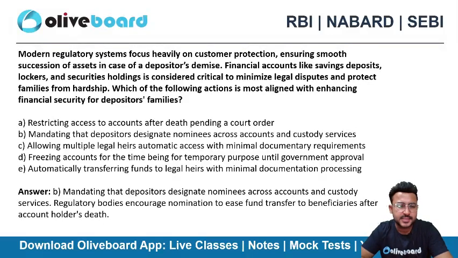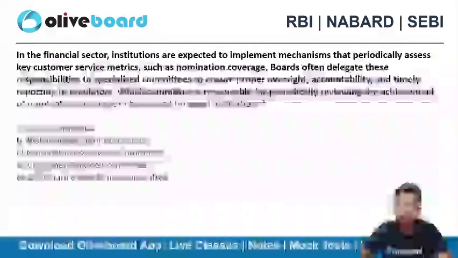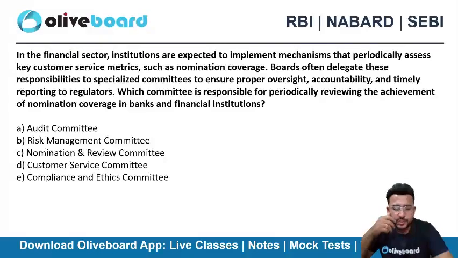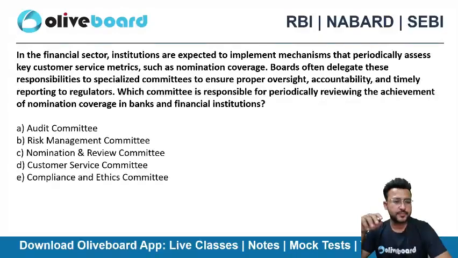The correct choice here is option B. That's quite straight, mandating the depositor designate nominee, right? So, sir, what's new in this particular circular? Nothing new. It's a straight circular. But this particular question can be important from this circular.